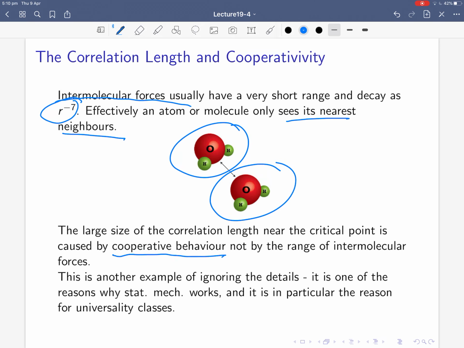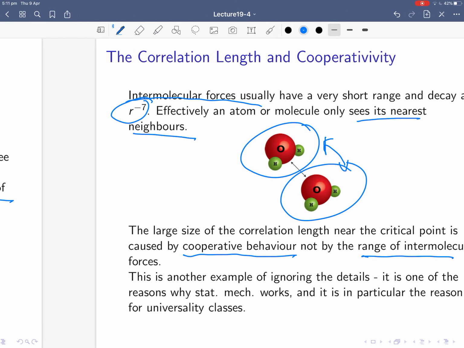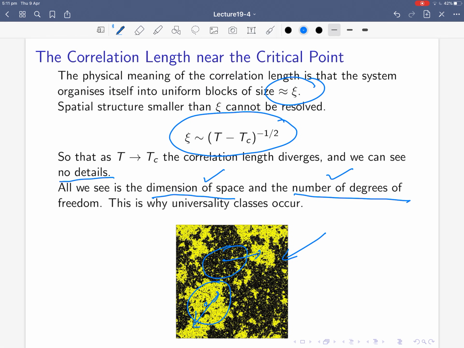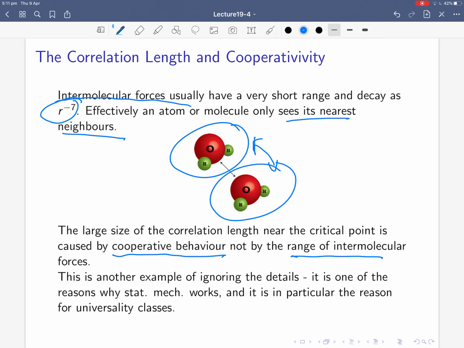The large size of the correlation length in the critical point is caused by cooperative behaviour between the molecules, not by the range of intermolecular forces, which are much smaller. And this is another example of ignoring the details. It's one of the reasons why StatMech works. It works because we don't need to worry about the intermolecular forces here. We just need to worry about how many dimensions we have, maybe a couple of other things, but not the nature of the intermolecular forces.